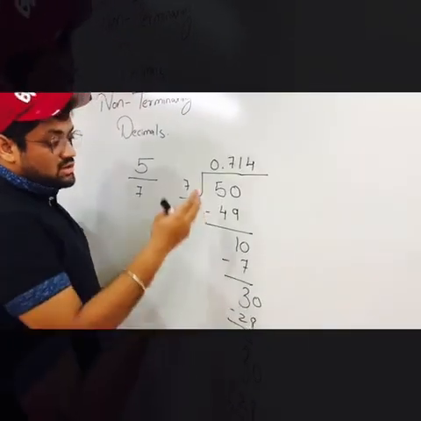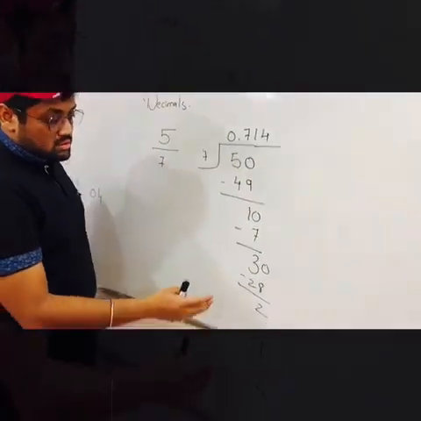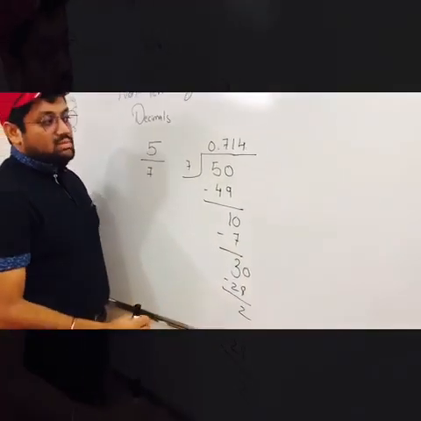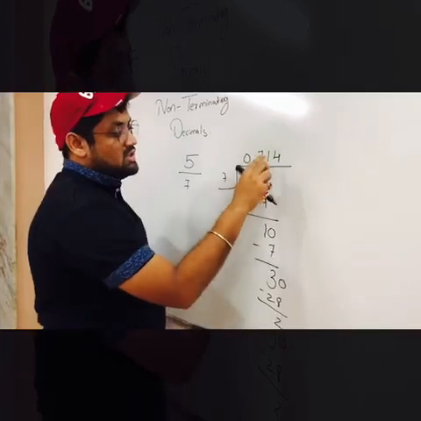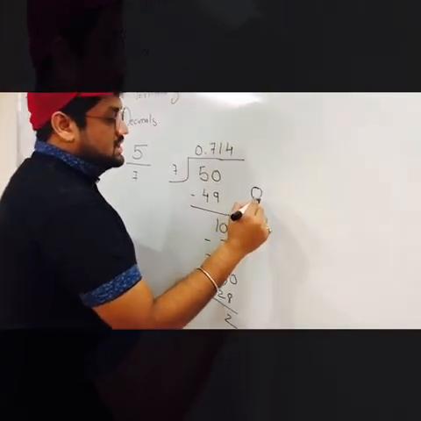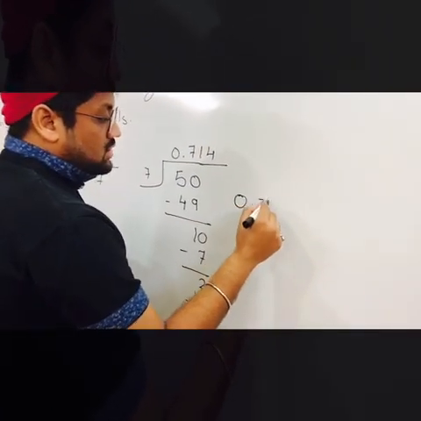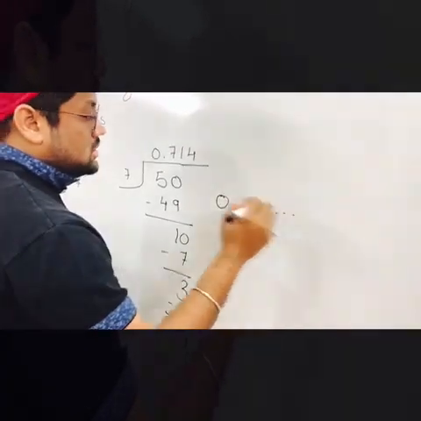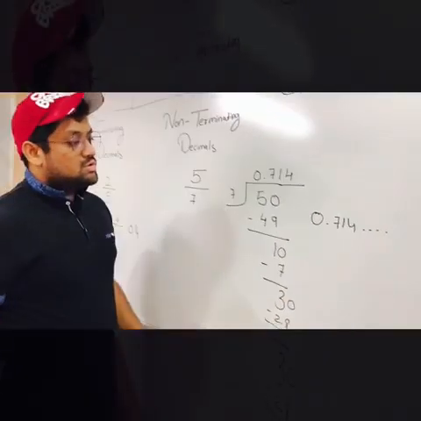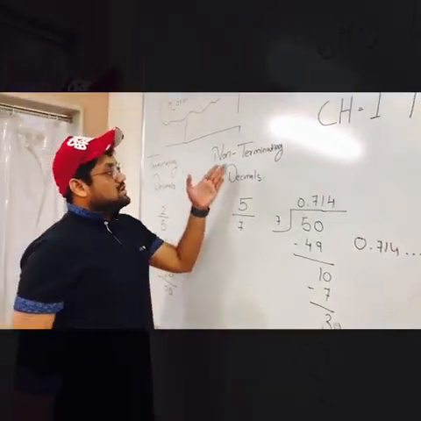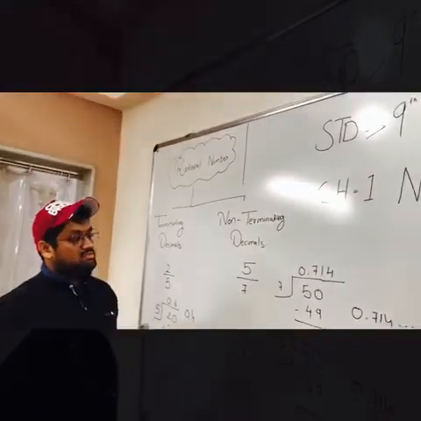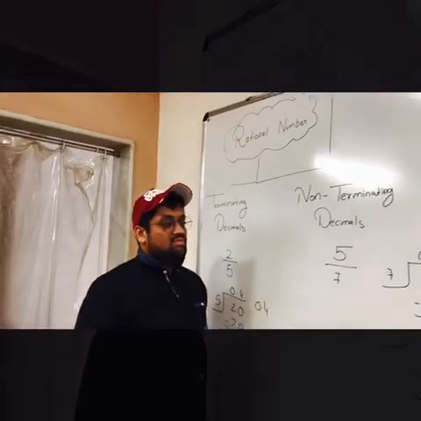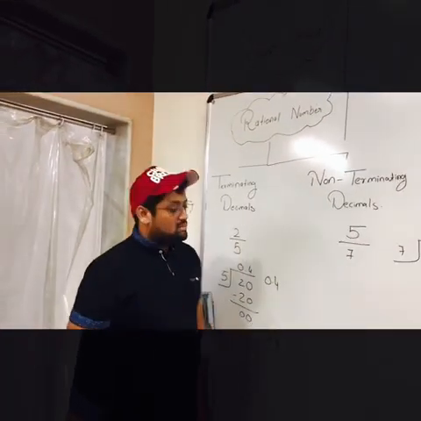So let us observe, the remainder 0 is not coming, and the calculation is going on and on. So for this type of question, our answer is 0.714, and the number will continue. So this is known as a non-terminating decimal, and it is one type of rational number. So in this way we will identify rational numbers.